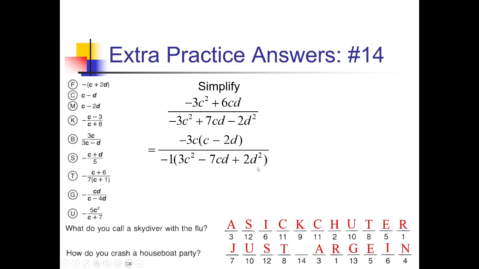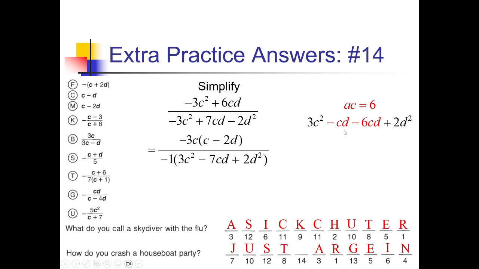Now for my denominator, I'm going to use the AC method to factor that a little further. So AC of 6, 3 times 2. And then I need factors of 6 that add up to negative 7. Well, 1 and 6 does the job if I have both negatives. So I'm going to split this negative 7cd up into a negative 1cd minus 6cd. Now that I have 4 terms, let me use some grouping.